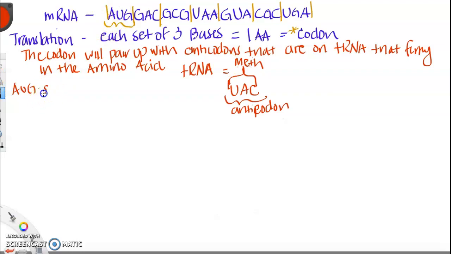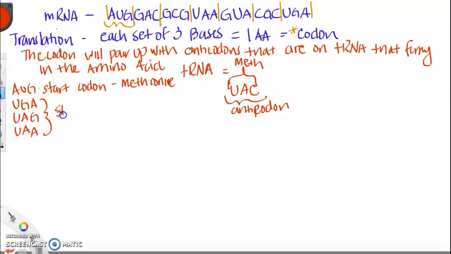is the start codon. And it's always methionine. UGA, UAG, and UAA, these are all stop codons. So once we get to one of those, then the protein is done.